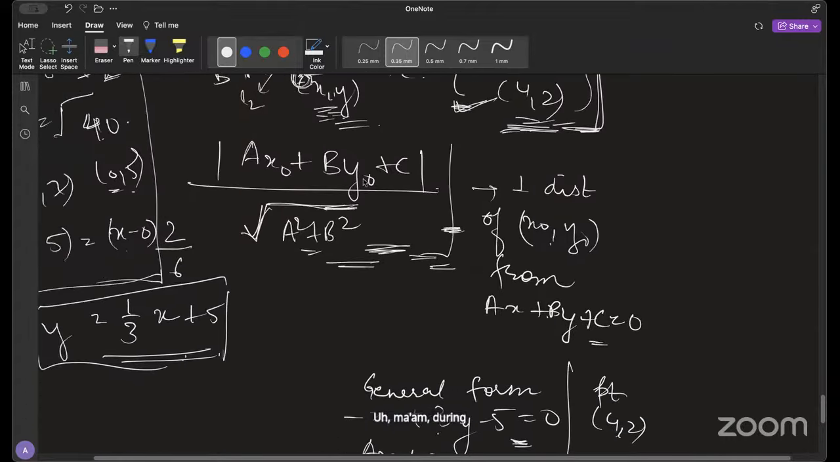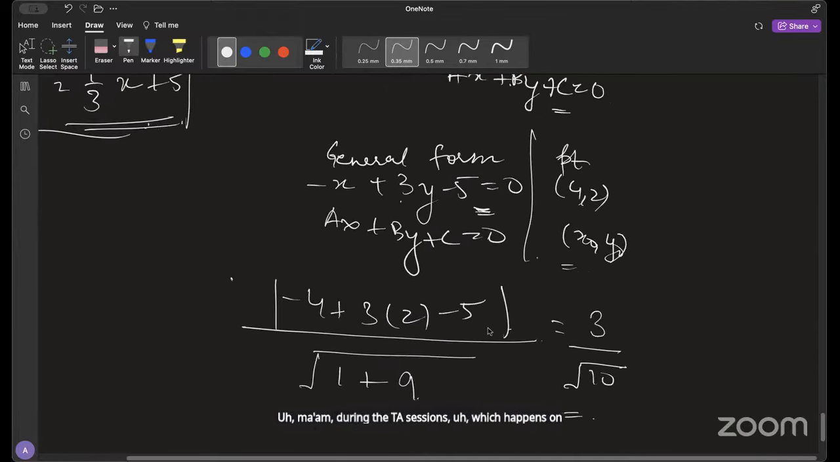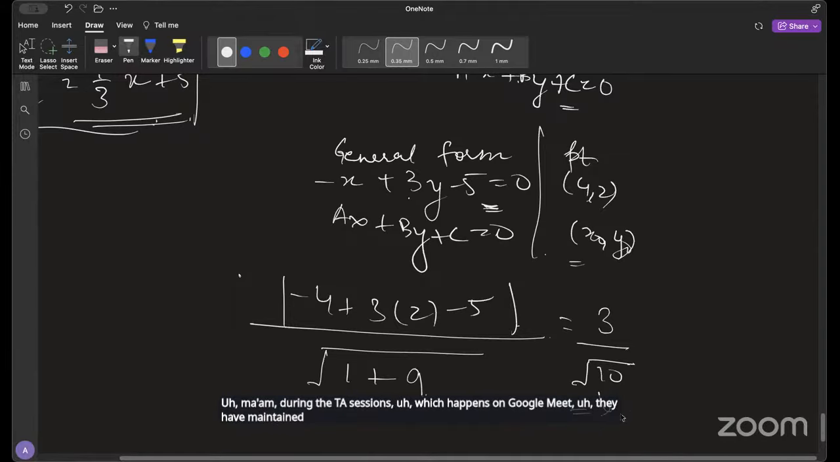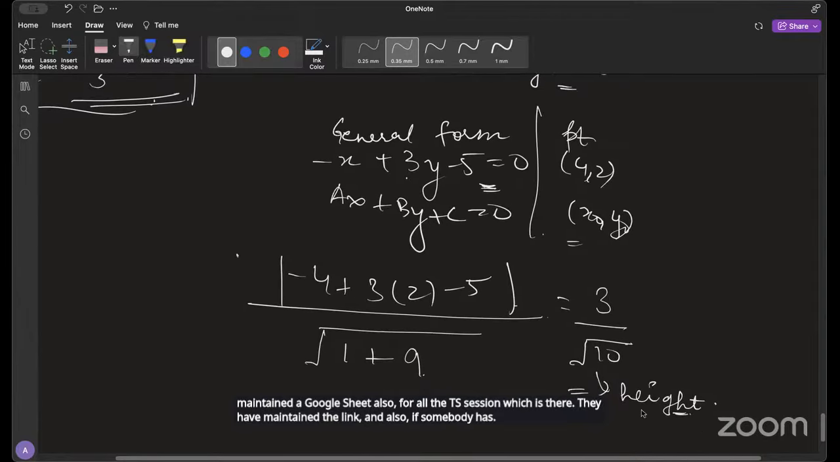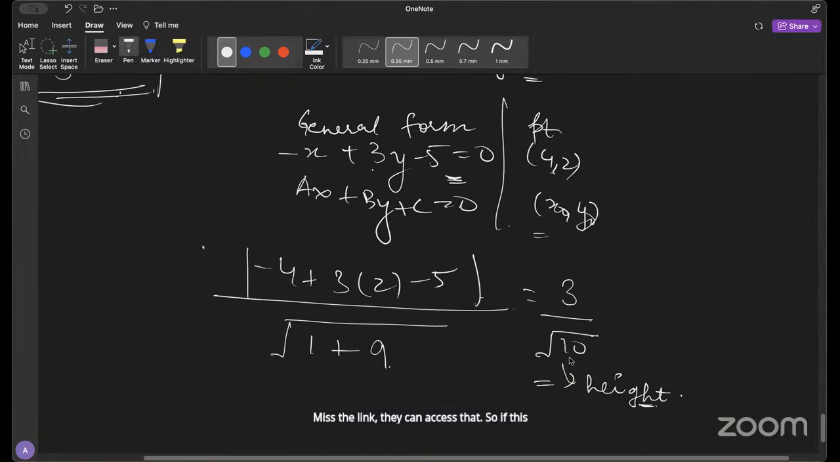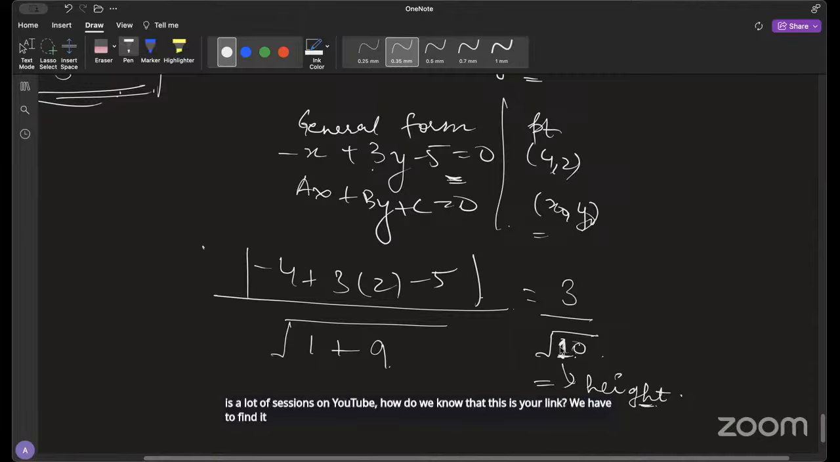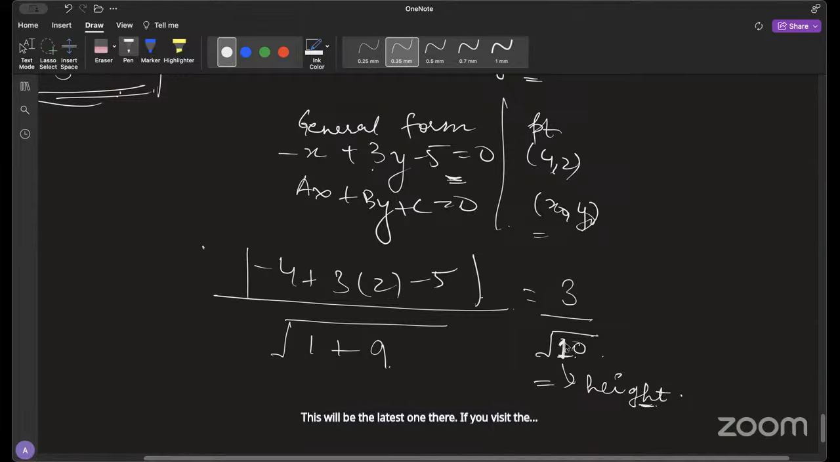Ma'am, during the TA sessions, which happen on Google Meet, they have maintained a Google Sheet for all the TA sessions with the link, and if somebody has missed a session, they can access that. So if this session is recorded, can we? No, this session is on YouTube. You don't need a link for it. There are a lot of sessions on YouTube. How do we know which is your link? We have to find it. You'll visit the latest one there. Let me just give you the exact channel name then.